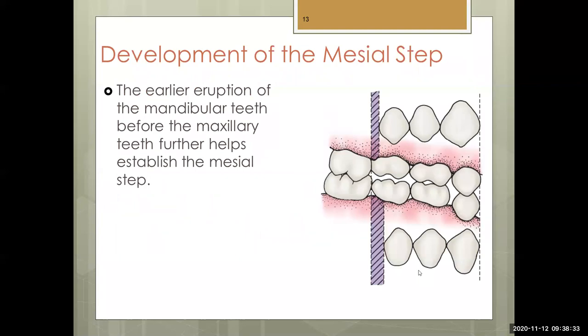The earlier eruption of the mandibular teeth before the maxillary teeth further helps to establish the mesial step. So again, our occlusion is going to be based on permanent first molars and permanent canines, but deciduous occlusion is going to be in the steps. And that's all you need to know about primary occlusion.